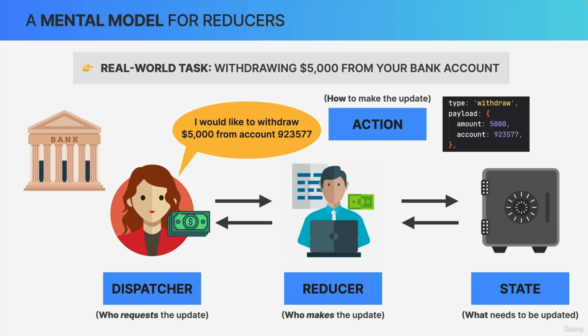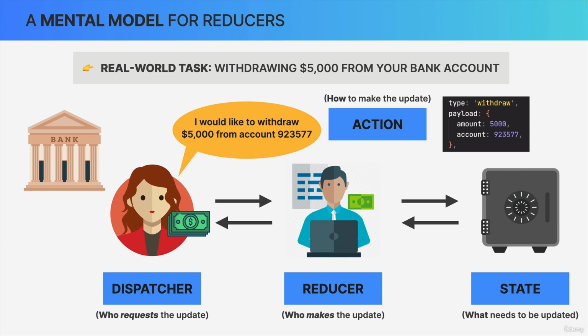So, summarizing, you went into the bank with a clear action in mind. You then dispatched that action to the reducer, so to the person working there, who took the action and followed the instructions to take the right amount of money from your account. So from state. He then gave you your money, finishing this cycle.